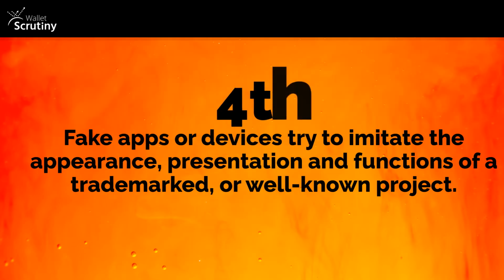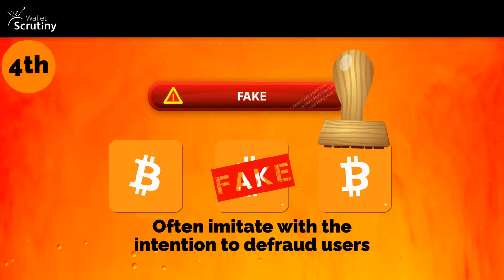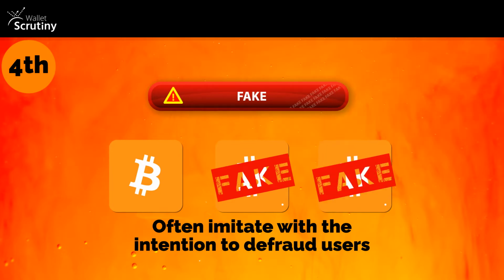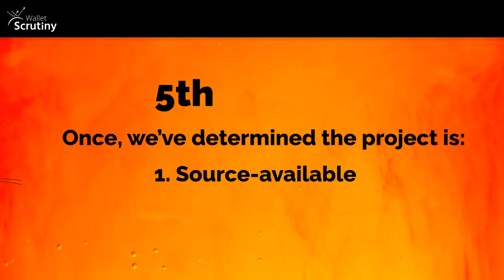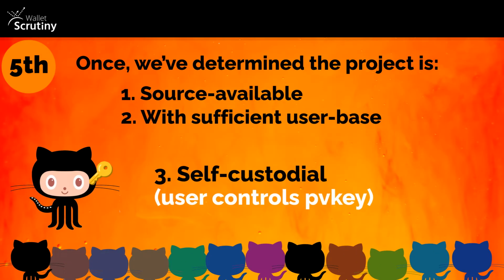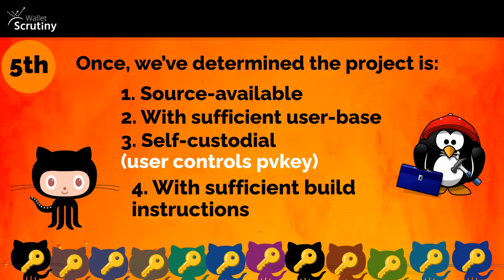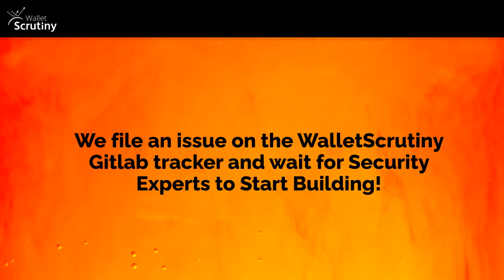Fourth, fake apps imitate the original with the goal of defrauding the users. Fifth, once we've determined the project as source available with sufficient user base, self-custodial, that is, the user controls the private keys, and with sufficient build instructions, we then proceed to the sixth step.